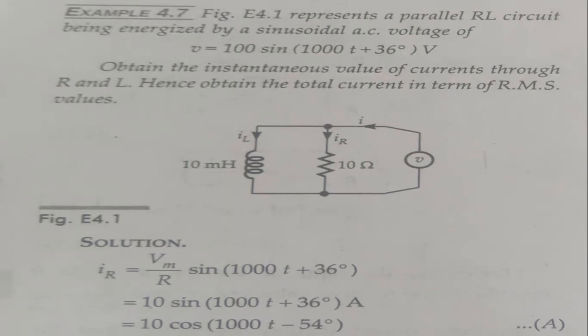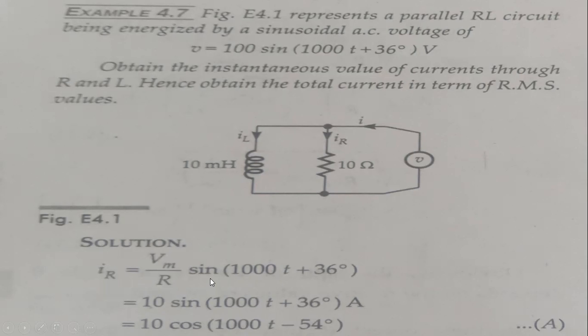How can we start? With the help of Ohm's law. I is equal to V by R. The current which is flowing through the resistor is IR. IR is equal to V by R. So what is my V? V is nothing but Vm divided by R. What is my Vm, which is given already?